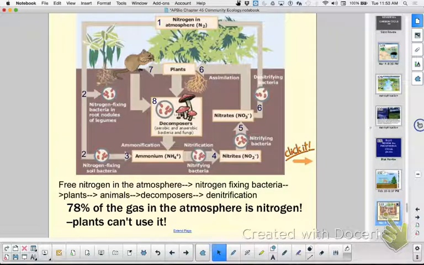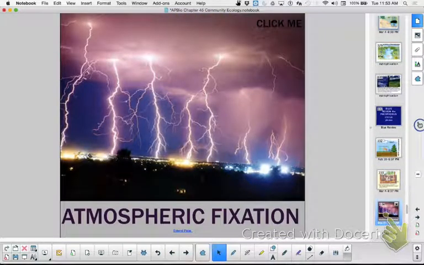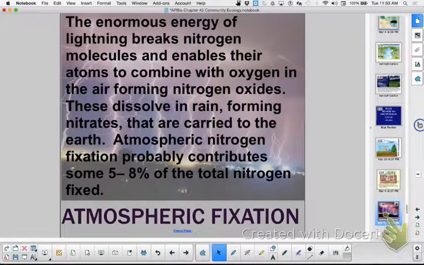So if you look at your nitrogen, it goes from N2 to NO3 minus, nitrate. Do you see how I wrote that all down for you? Now, if you look here, here's your atmospheric fixation.